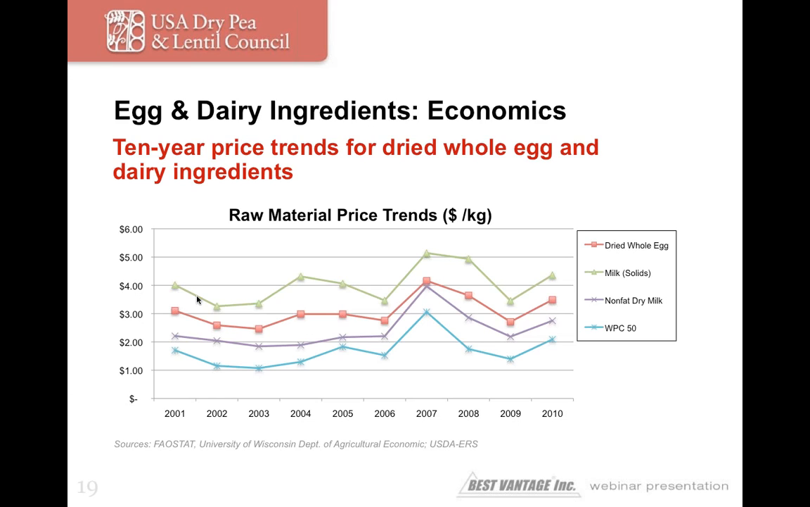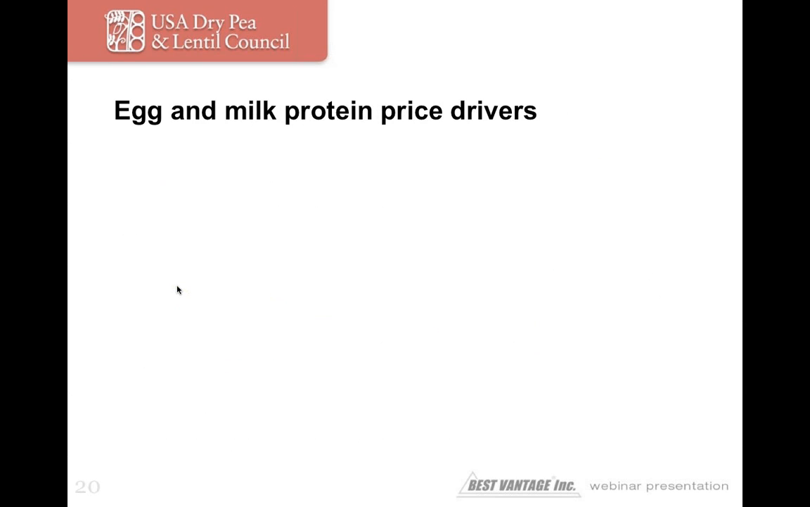Looking at raw material price trends for dried whole egg, milk, non-fat dry milk, and whey protein concentrate from the 10-year period between 2001 and 2010, what we find is significant fluctuations in price. These ingredients are not only expensive, but they show tremendous fluxes in price variation over time. Now, why is this occurring? There are a number of price drivers for these two ingredient categories.